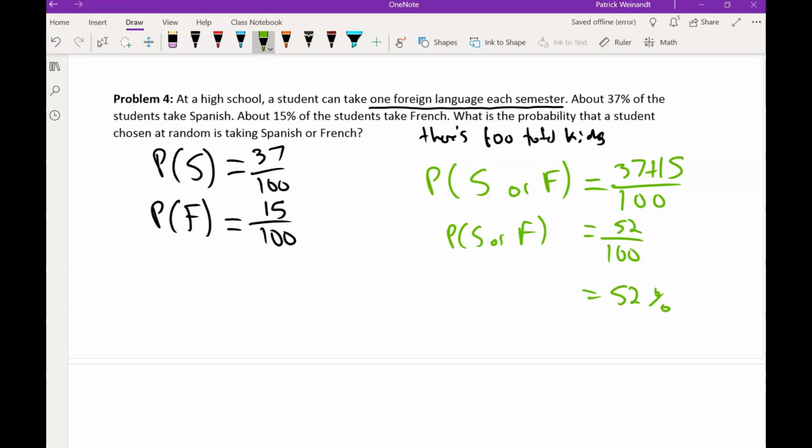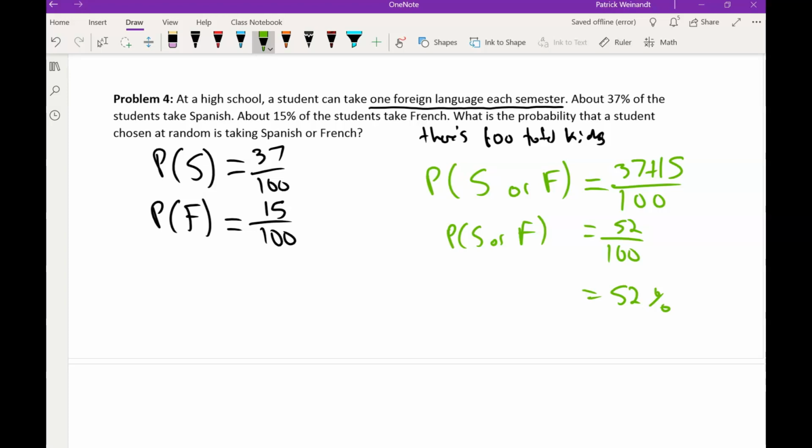Now, the reason it was important that there was no overlap is because we know that there's 37 unique kids taking Spanish, there's 15 unique kids taking French. There's no overlap. Okay, so we can just add those together. And we're going to come to that definition soon enough that the probability of A or B occurring, you can add them.